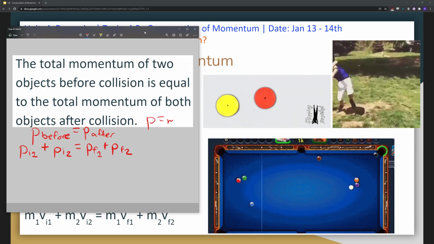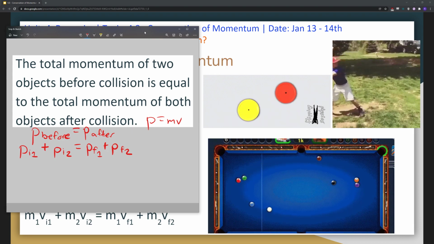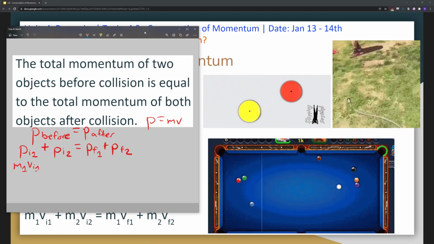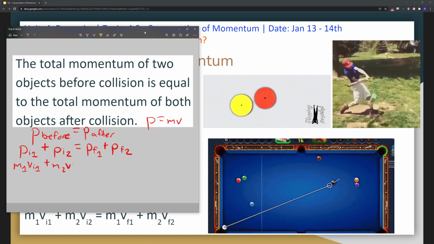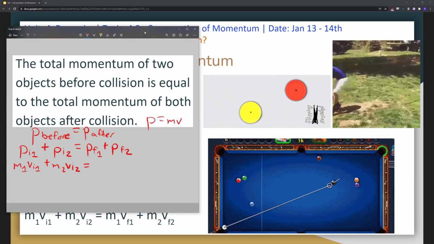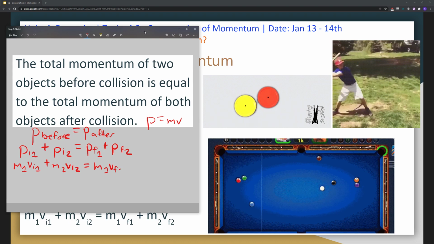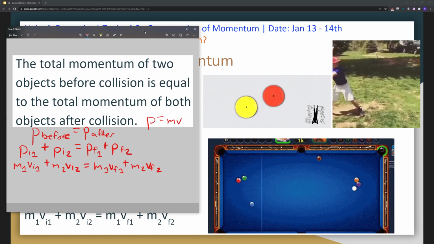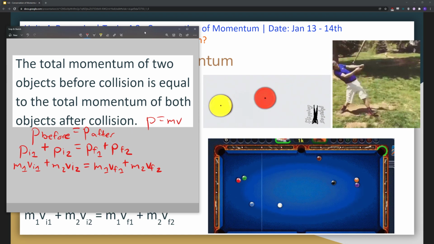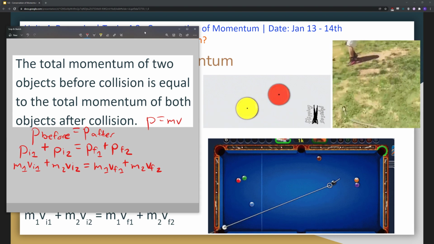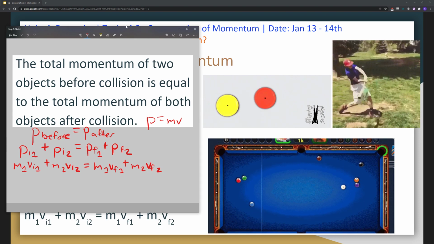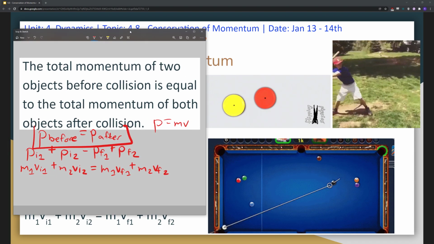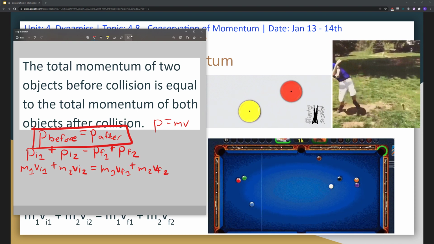And from what we learned before, where momentum is mass times velocity, we have mass 1 times initial velocity of object 1, plus mass 2 times initial velocity of object 2, is equal to mass 1 times final velocity of object 1, plus mass 2 times final velocity of object 2. And this is our formula right here. Your reference table will only have this. It will have nothing else.